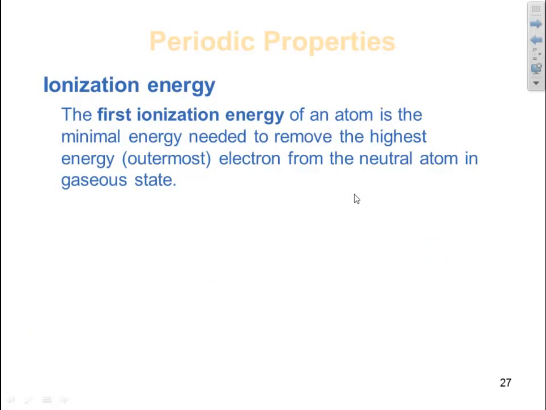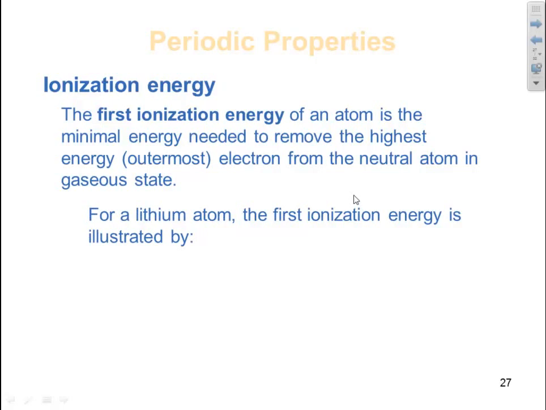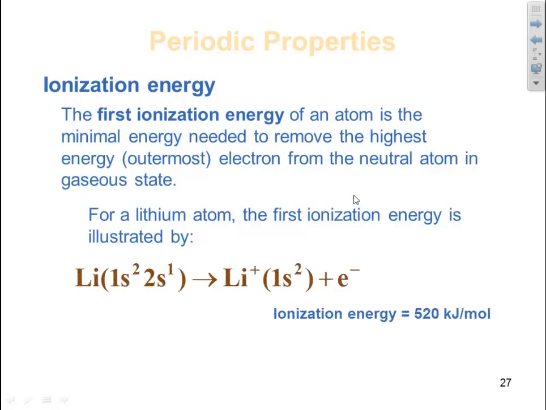Ionization energy. The first ionization energy of an atom is the minimum energy needed to remove the highest energy outermost electron from the neutral atom in its gaseous state. For the lithium atom, the first ionization energy is illustrated by the following. You got lithium going to lithium plus 1 electron. The ionization energy to pull off that electron is approximately 520 kilojoules per mole.